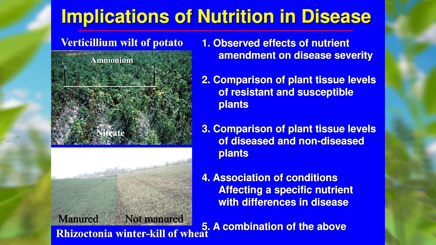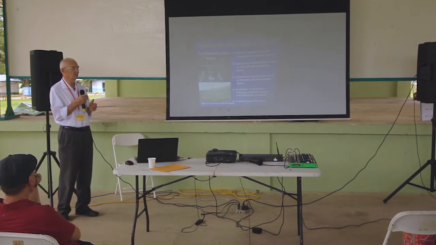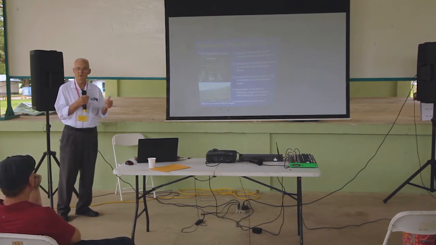The second way is comparing the plant tissue levels of resistant and susceptible plants. Do resistant plants have more calcium or less calcium or more potassium, more zinc? And you see that comparison also, the comparison of diseased and non-diseased plants. And then the fourth way that specific nutrients have been correlated is with the environmental conditions that would influence a particular nutrient.